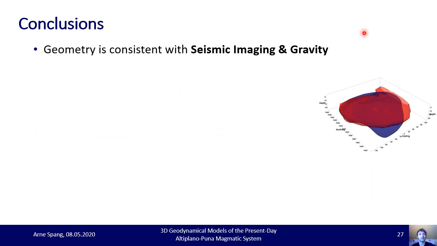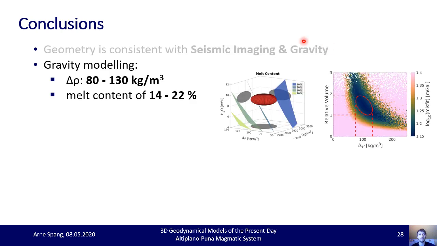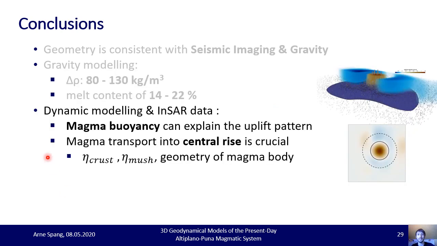So if we summarize all of that, we have a magma body geometry that is consistent with both seismic imaging and gravity data. From our gravity modeling, we can conclude that the density contrast between magma body and crust should be 80 to 130 kilograms per cubic meter. And coupled with that, the melt content in the magma body should be on the order of 14 to 22%. From the dynamic modeling and the InSAR data, we can also conclude that the magma buoyancy can actually explain this surface uplift pattern that we see.